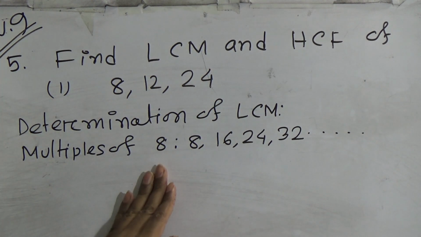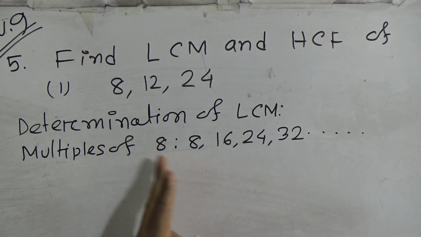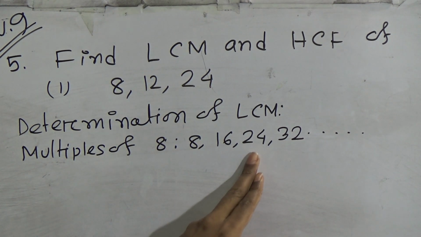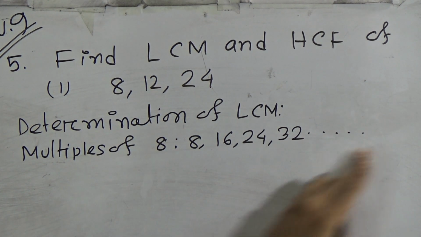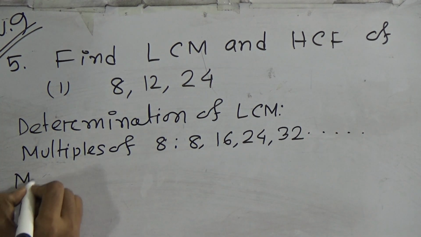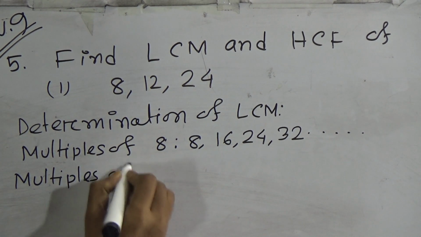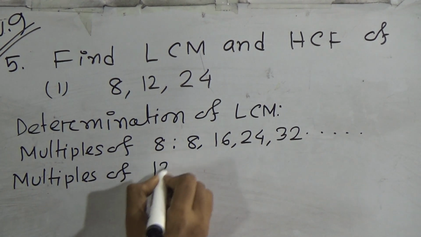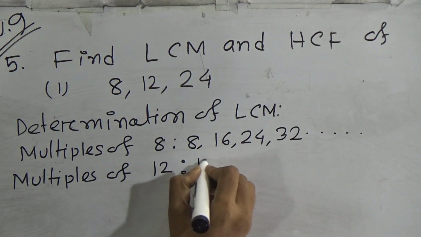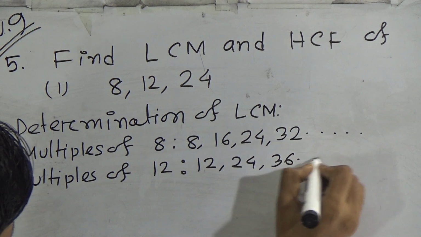That means you have to multiply at first 1, then you get 8, then 2, then you get 16, then if you multiply 3, then you get 24, if you multiply 4, then you get 32, and this is going on. Now the multiples of 12: 12, 24, then 36, and this is going on.